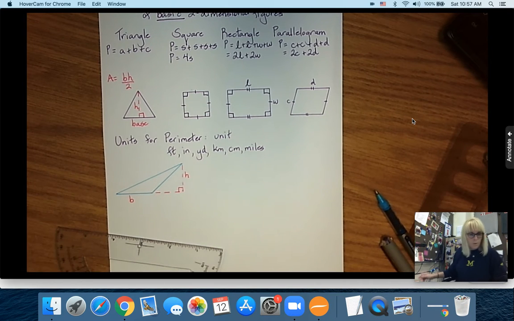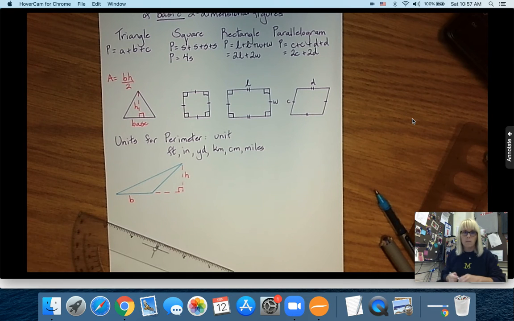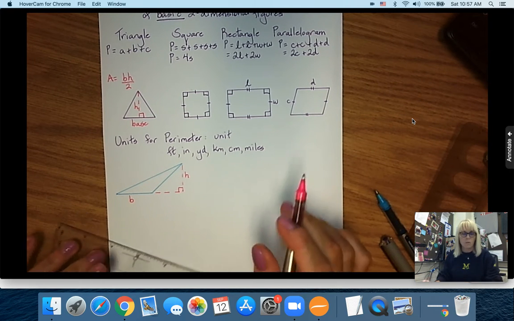Okay, so I know this is tricky, but we're gonna get good at this before we're done. Let's get our notes done and then we'll just do a bunch of examples.